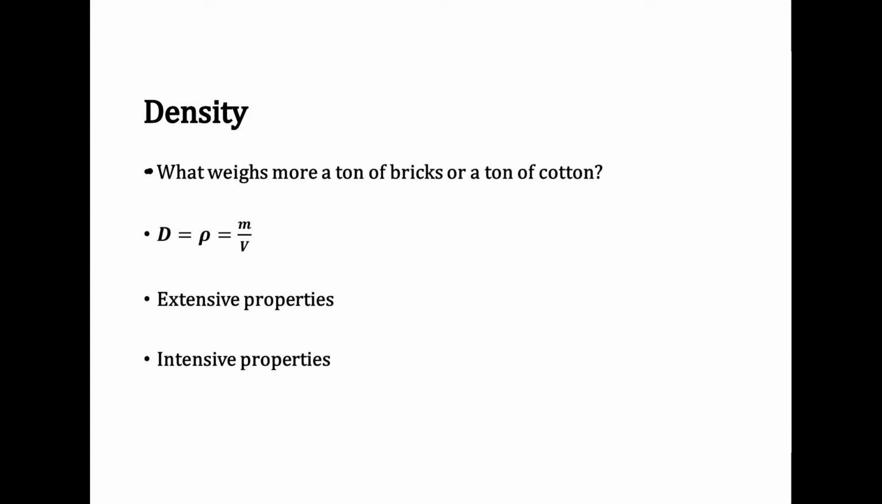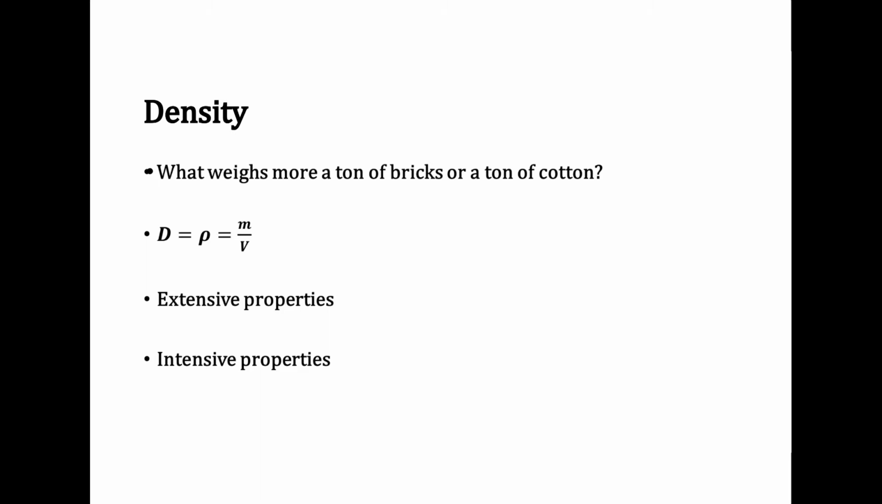All right, so the question is, what weighs more, a ton of bricks or a ton of cotton? Well, this is a trick question. They both weigh the same, but where people might be misled is they're actually thinking about density if they were to answer bricks, okay? Because the bricks will be more dense than the cotton.